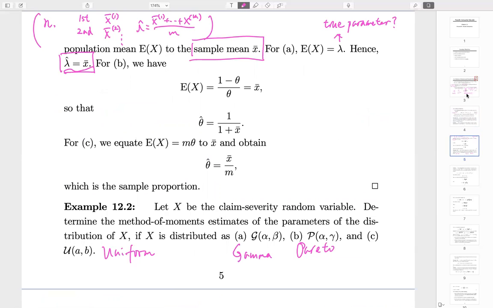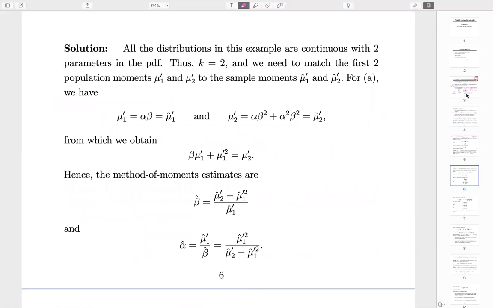So here we do the same thing. We need to know the first moment and the second moment. Those are given by the known formulas, right?